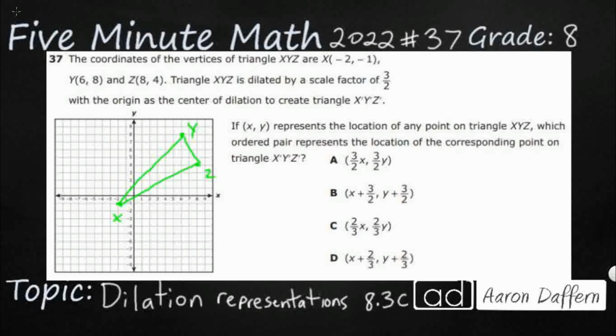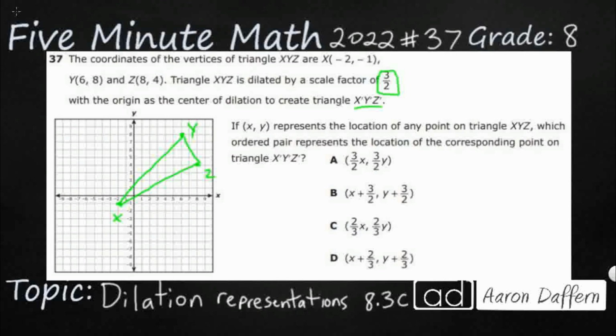All right, so there's my triangle, and it is dilated by a scale factor of 3/2, okay? With the origin as the center, we're going to create this new one. So how do we represent that? That's really what this is asking for, A, B, C, or D. How do we represent this 3/2?